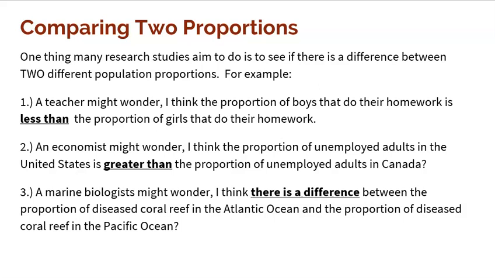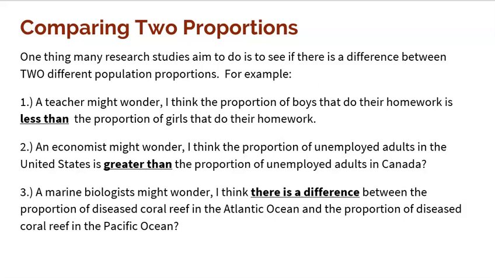So here's three examples. A teacher might wonder, hey, I think the proportion of boys that do their homework is less than the proportion of girls that do their homework. So two different populations, boys and girls, and we're looking at the proportion that do their homework, and this teacher believes that boys do less than girls.